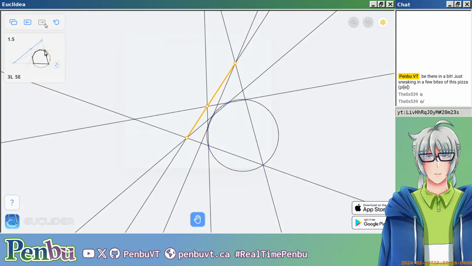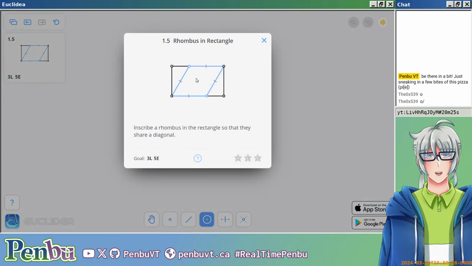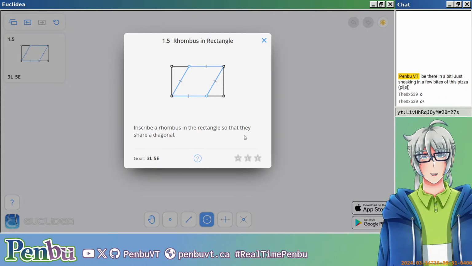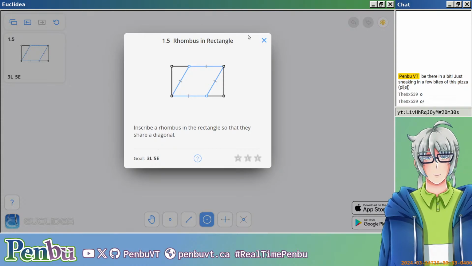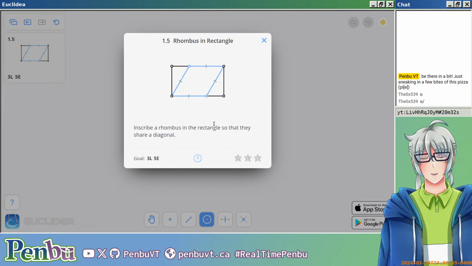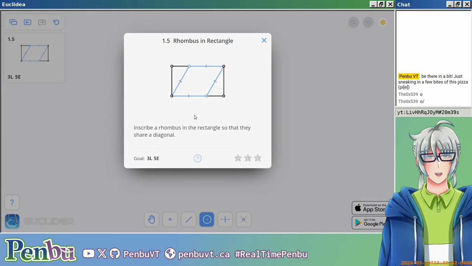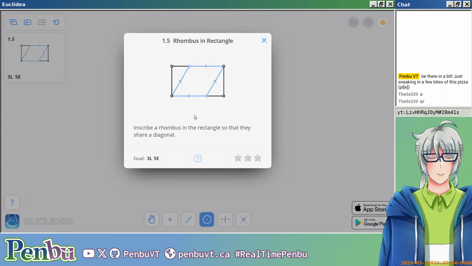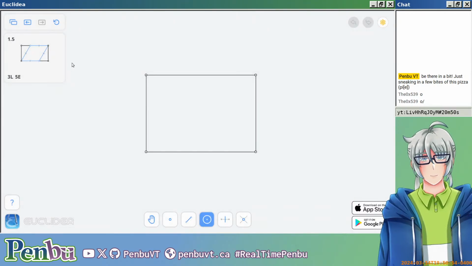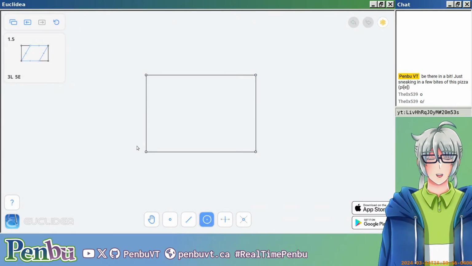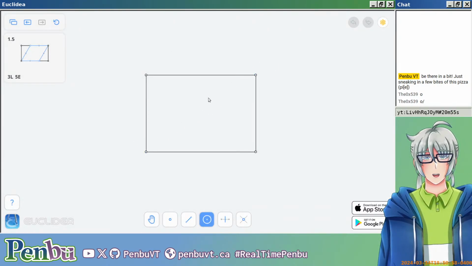Alright, next one. Rhombus and rectangle. Inscribe a rhombus in the rectangle so that they share a diagonal. So a rhombus is a quadrilateral, a four-sided shape that has all equal sides. So a square is a rhombus that has angles of 90 degrees, but rhombuses in general do not need to have 90 degrees, and most of them don't. Okay, so it has to share a diagonal, which means this is going to be the diagonal for one of them.